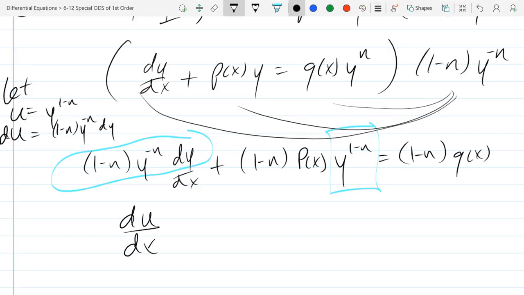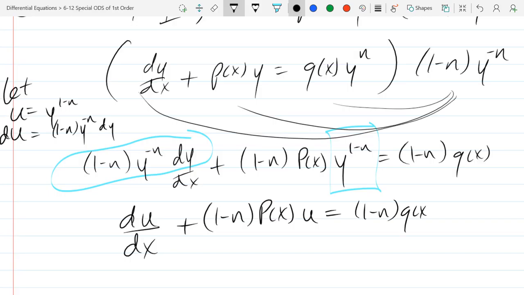du over dx plus 1 minus n, p of x, u equals 1 minus n, q of x.